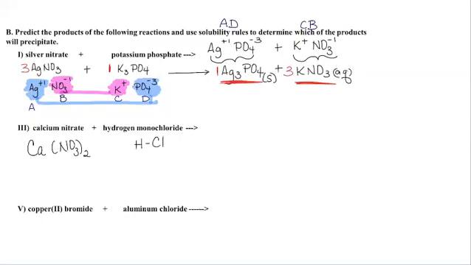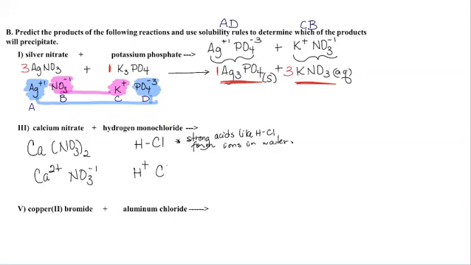And again, let me just put the note here. I'm giving you a preview of chapter 10. Strong acids like HCl form ions in water. Okay, so we break this into ions, Ca2 plus, NO3 minus 1. This is going to be H plus and Cl minus.